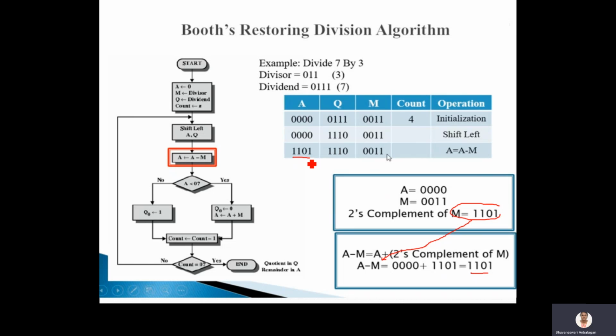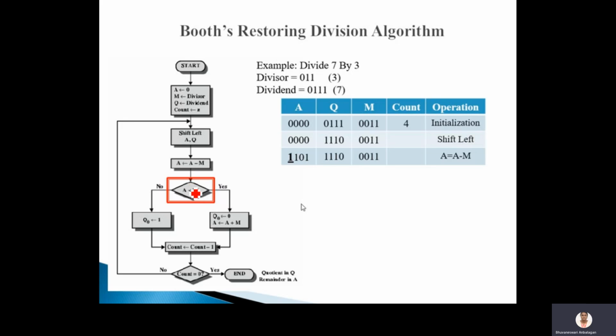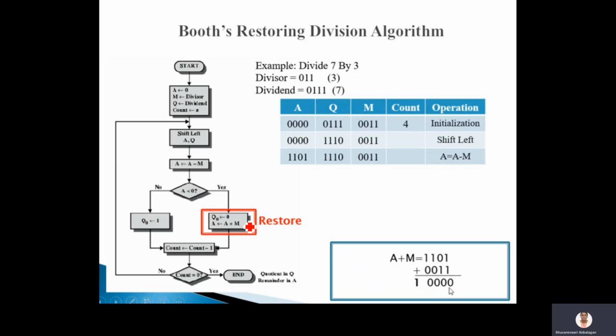Okay. And then in the next step, I am going to check whether A is less than 0. So what is A less than 0? I am going to check the most significant bit. If it is 1, what does it mean? The number is going to be a negative number. So yes, the condition is true. So I am going to set Q0 as 0 and A as A plus M.